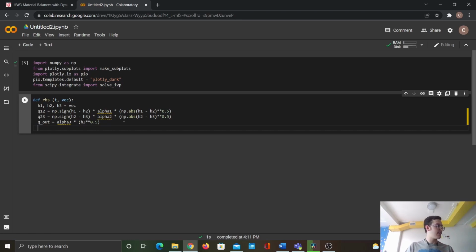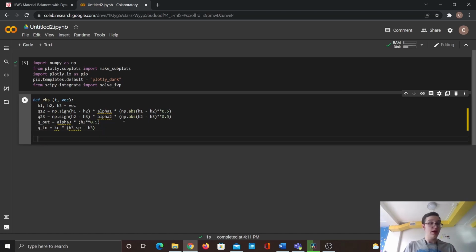So the square root of that. Now we want Q in, the flow rate in. Q in is equal to, as we put earlier, Kc, again the proportionality constant, multiplied by H3_SP, the set point of the height 3, that is the height that we want in tank 3, minus H3, so minus the height of the liquid in the third tank. And that's all we really need.